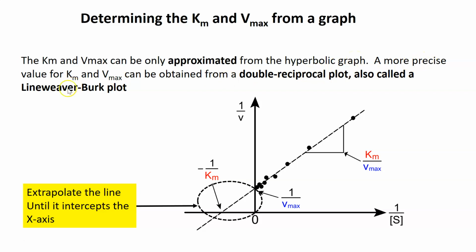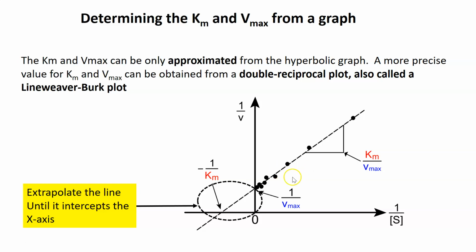A more precise value for Km and Vmax can be obtained though. The way we do that is by plotting a double reciprocal plot, called a Lineweaver-Burk plot, named after the people who came up with it. It's basically, as it says, a double reciprocal, so it's one over velocity and one over substrate. In the curved graph, it would simply be velocity over substrate, but now we're doing one over velocity and one over substrate. As a general rule, if you get these curved graphs and want a better straight line, you would need to do a double reciprocal plot.